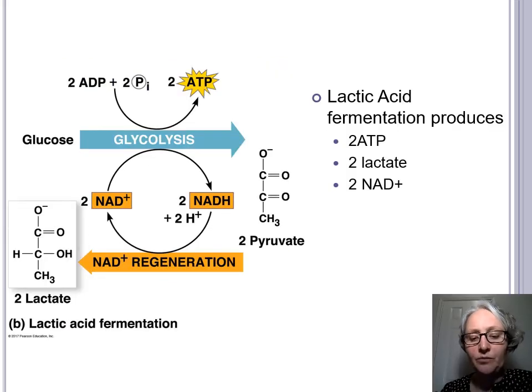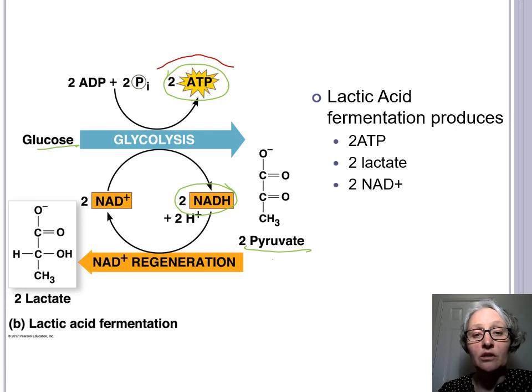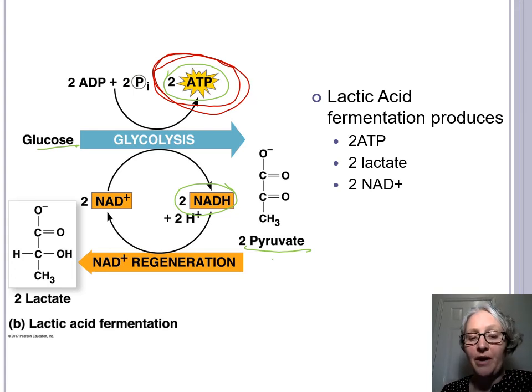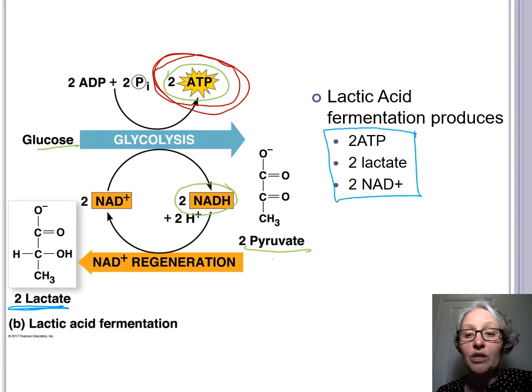Here's the image from your textbook of the same process, lactic acid fermentation. First, we do glycolysis. We take glucose and turn it into 2 pyruvates. That generates 2 NADH and 2 ATP. In that process, the cell generates the energy. Unfortunately, it then has those NADH molecules that have to be regenerated. So we're going to take the electrons from NADH, dump them out on the pyruvates, and that leaves us with 2 lactate. So if we think about the lactic acid fermentation process, we generate 2 ATP, 2 lactate molecules, and 2 NAD+ molecules.